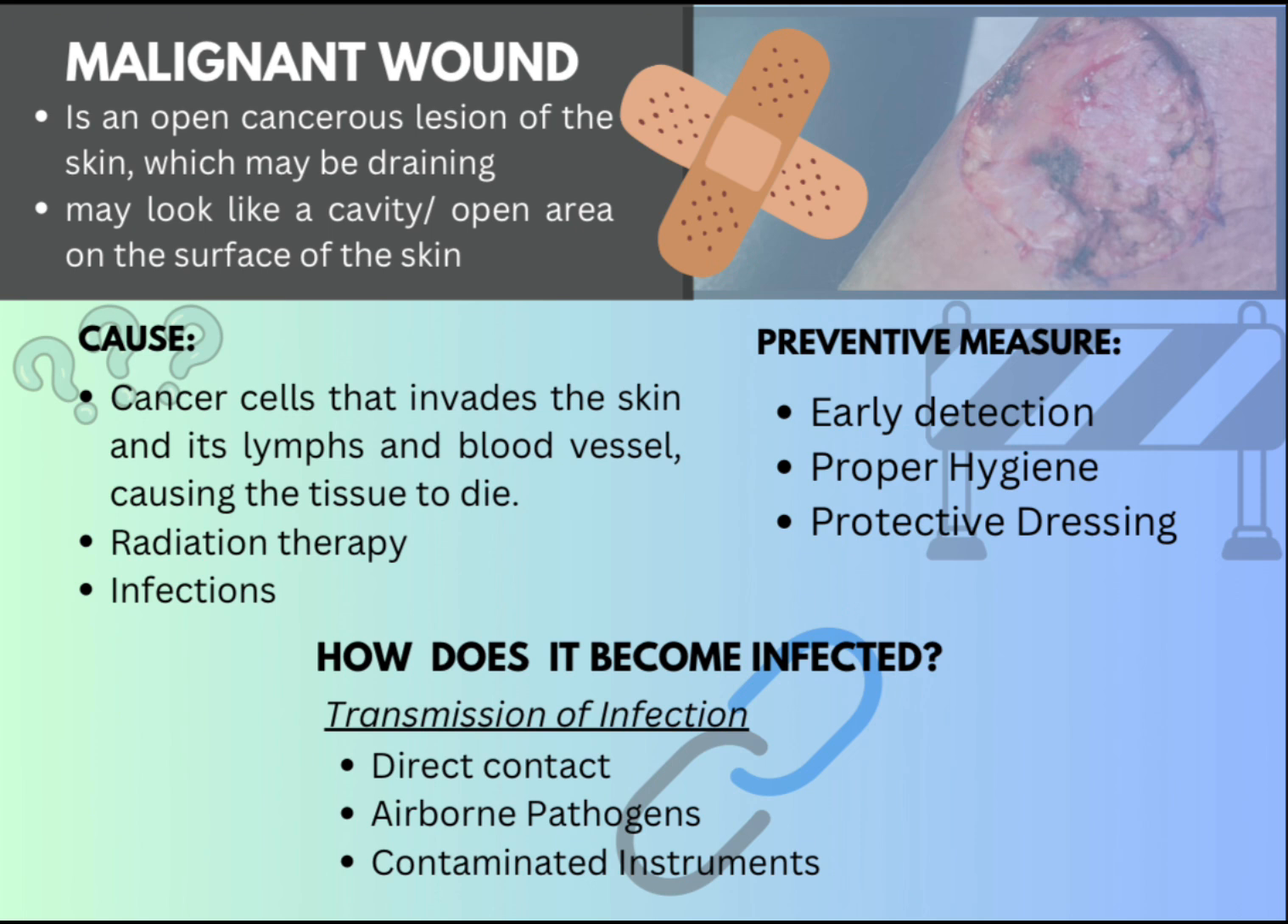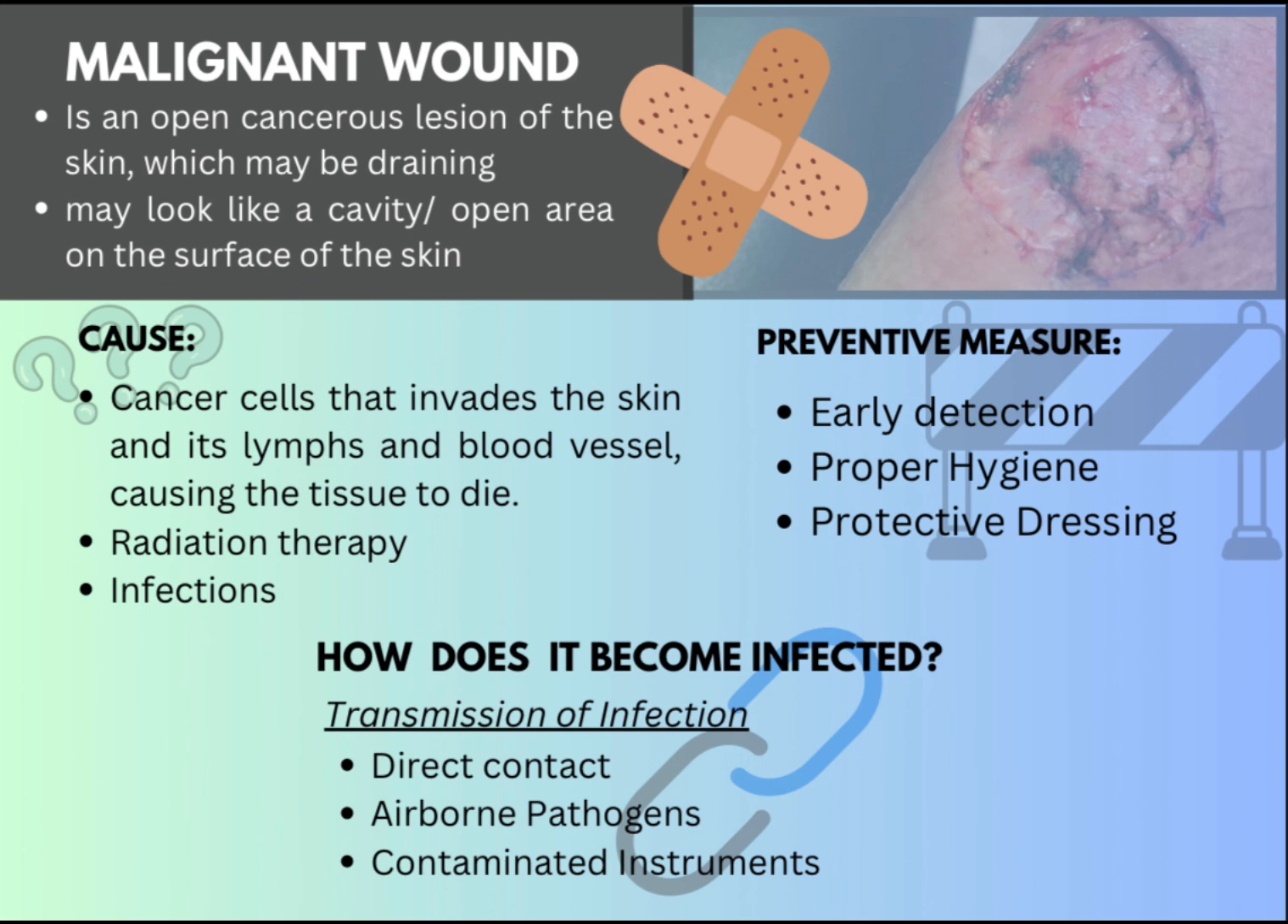In question number 2, how could the wound have become infected? Now, in infection risk and transmission, malignant wounds are highly susceptible to infection due to the compromised state of the tissue and the presence of necrotic material. Understanding the risk and the mechanism of infection transmission is crucial for effective wound management.